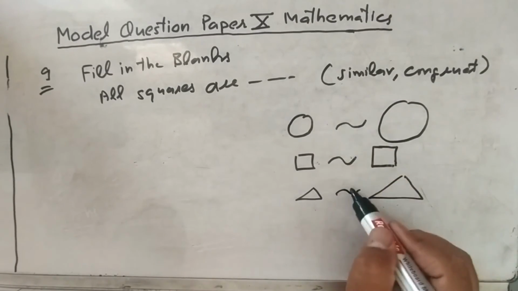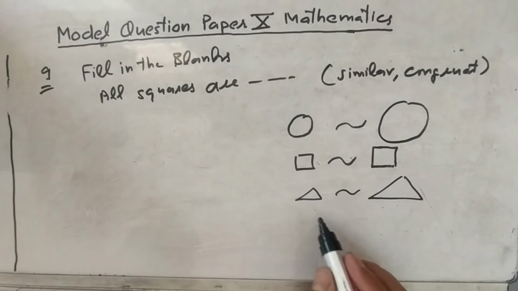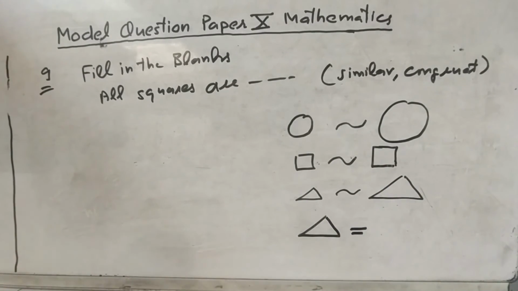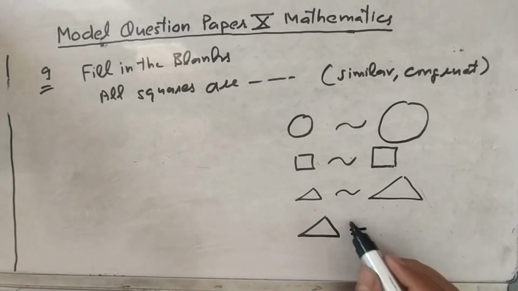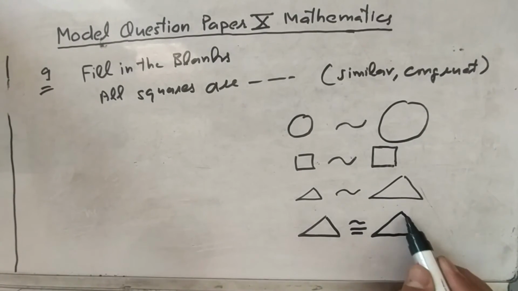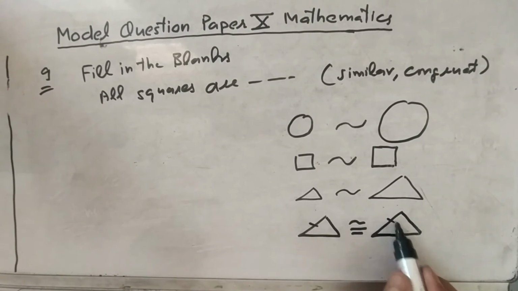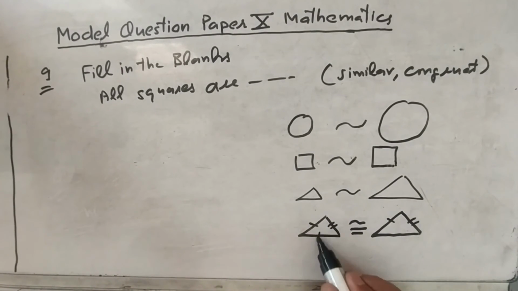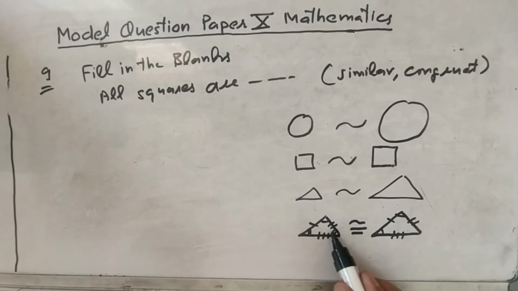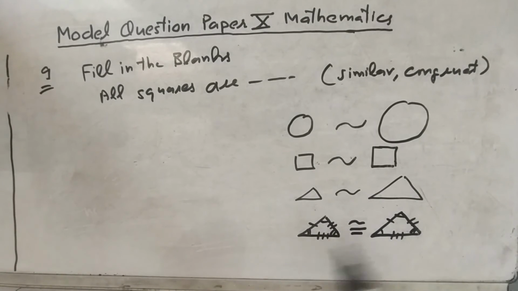The sign of similarity is like this. Whenever you talk about congruency, suppose this is a triangle and I'm writing it like this. Okay, children, so this is congruent. Congruent means this side is equal to this side, and this angle is equal to this angle. There are several criteria for congruency, but once you prove that the triangles are congruent, then all the sides and all the angles are equal.